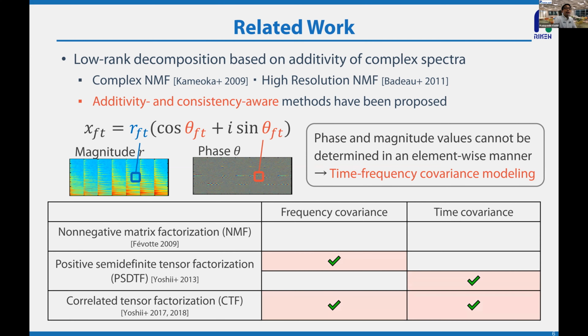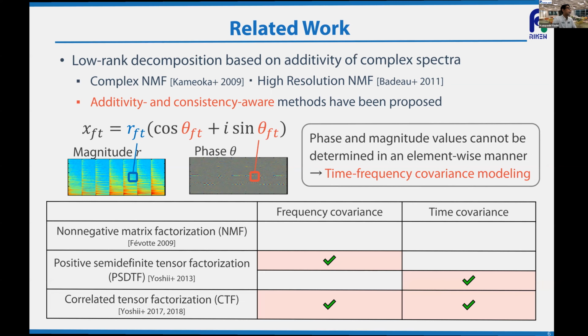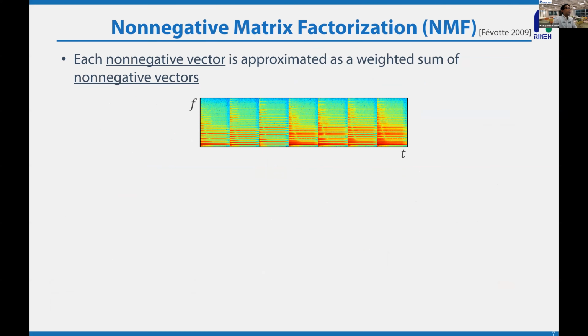There are several methods that can deal with the covariance structure over the time frequency domain. In this talk, I will introduce each of these methods one by one. The first one is a very popular technique called non-negative matrix factorization, NMF. NMF has widely been used for audio source separation.